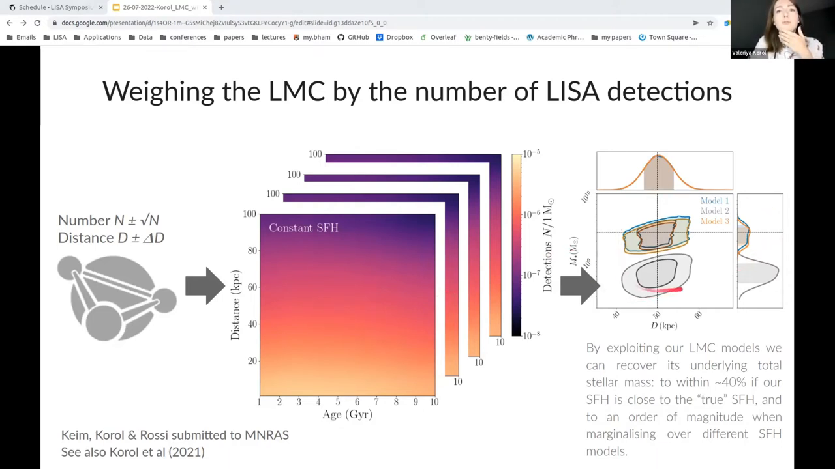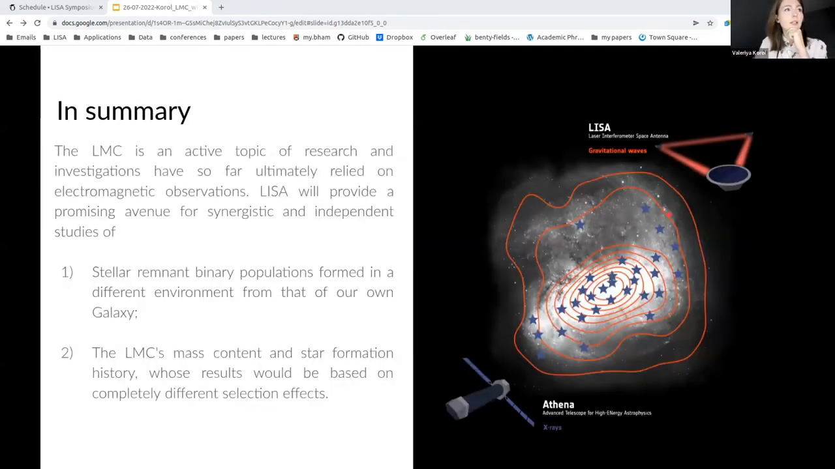So here I'm showing you an example of the posteriors on the total stellar mass and the distance, in which we used for the inference a star formation history that is close to the observed one. So for this toy model, we were able to correctly recover the total stellar mass with more or less 20-40% precision. Since I'm running out of time, I'll just quickly skip to the summary.